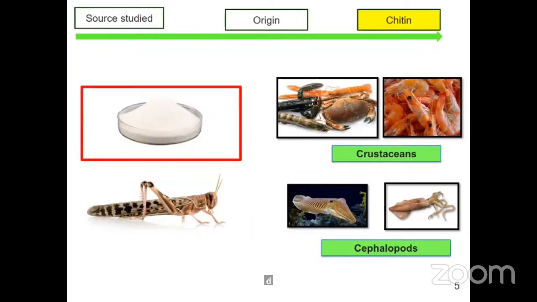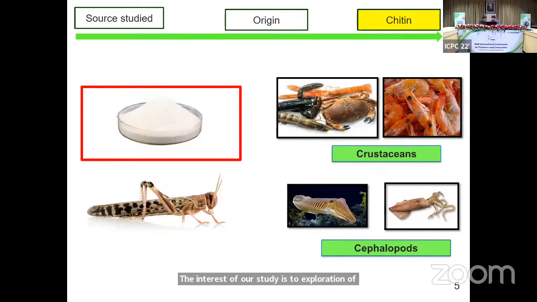Studies on chitin have been carried out in particular on crustaceans and cephalopods, and only a few studies have been realized on insects. The interest of our study is the exploration of the desert locust as a chitinous source, to evaluate not only the quantity of chitin, but also the quality of chitin that it contains.